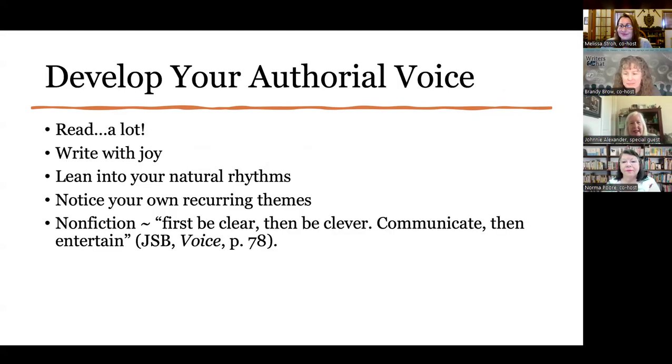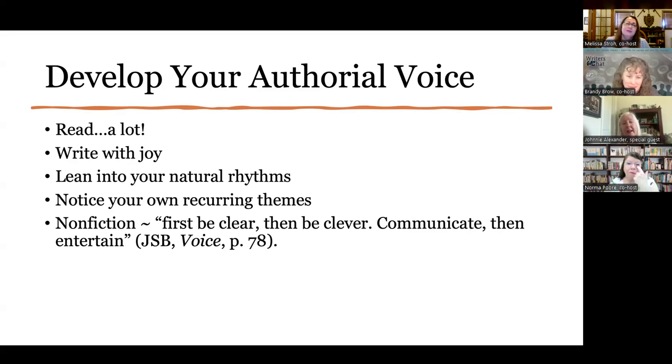You guys are great. Okay, so how can you develop your authorial voice? Read a lot, write with joy. Sometimes my easiest writing comes when I'm really in the zone, as they say. That's when you're leaning into your voice and your natural rhythms. And do notice your recurring themes, whether it's dust motes or just sitting by the window whenever you eat. It can be something as simple as that. I do have more depth to some of the themes that keep showing up in my books, but those are two fun ones.